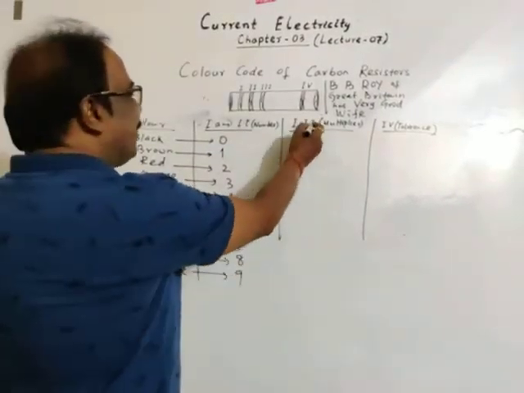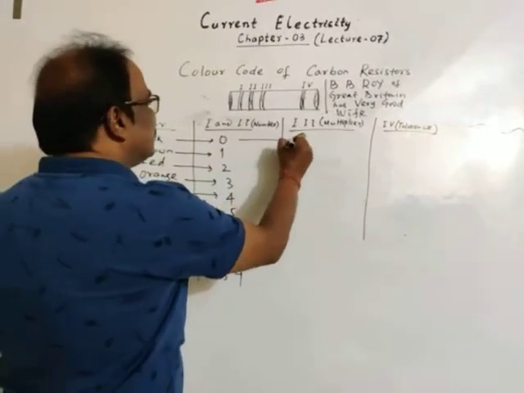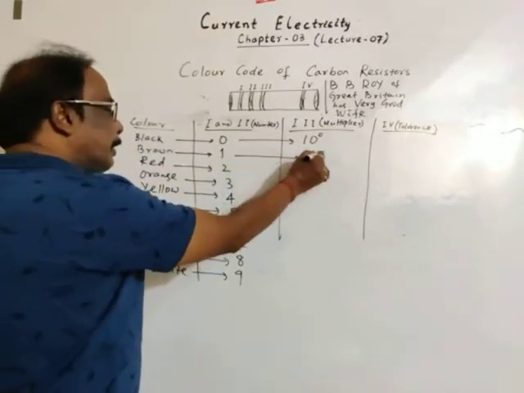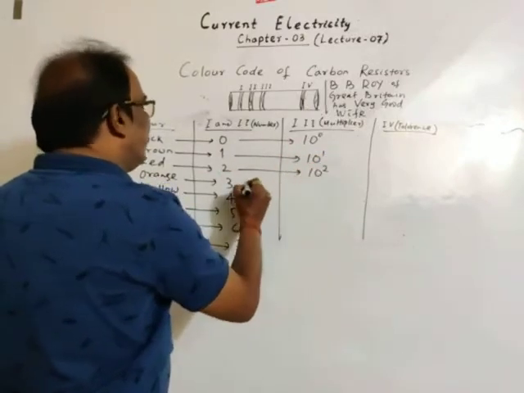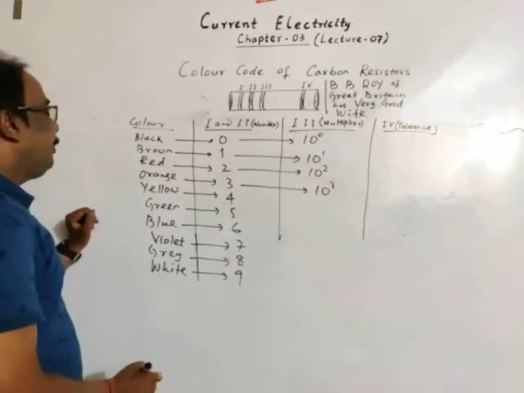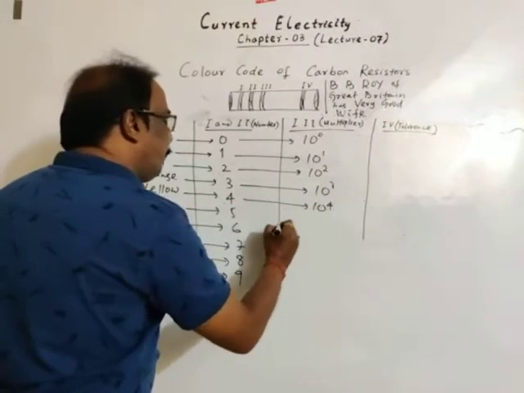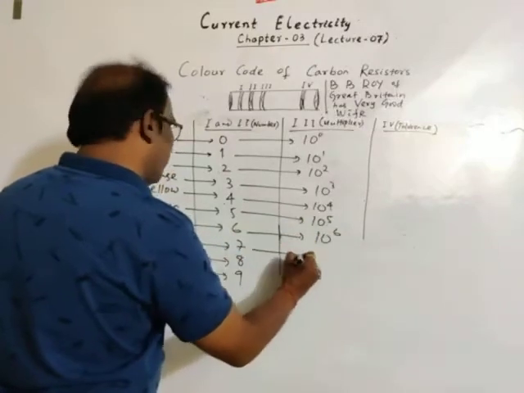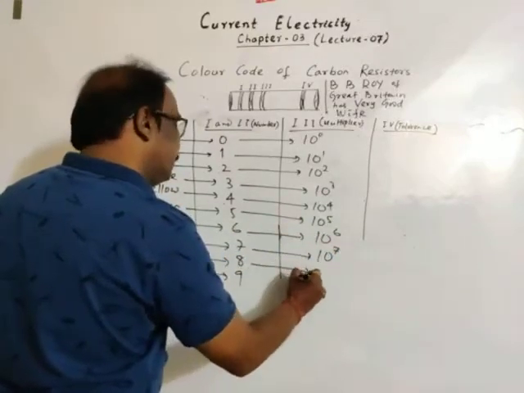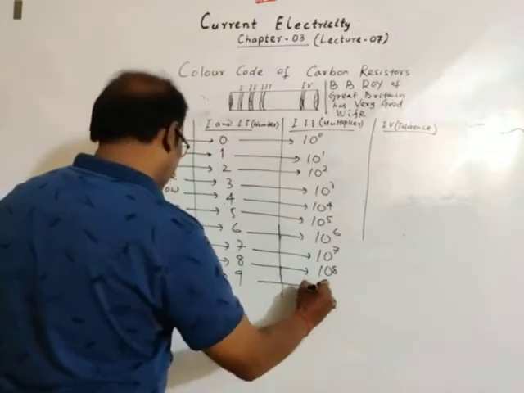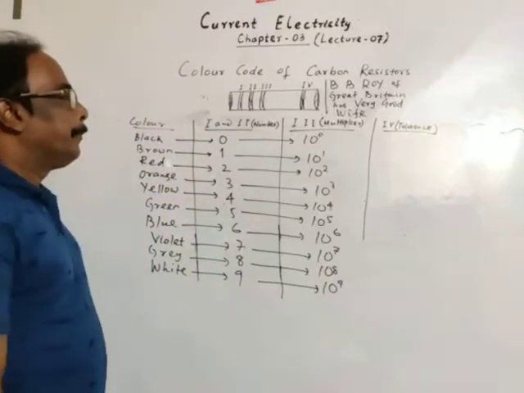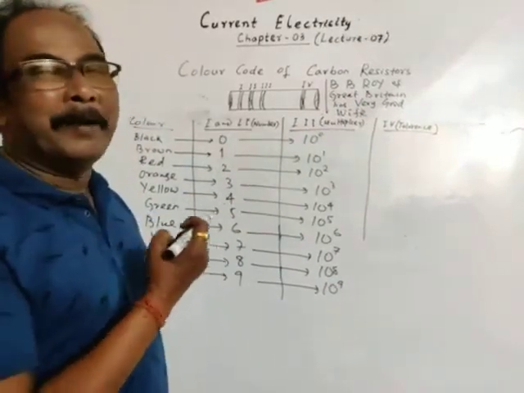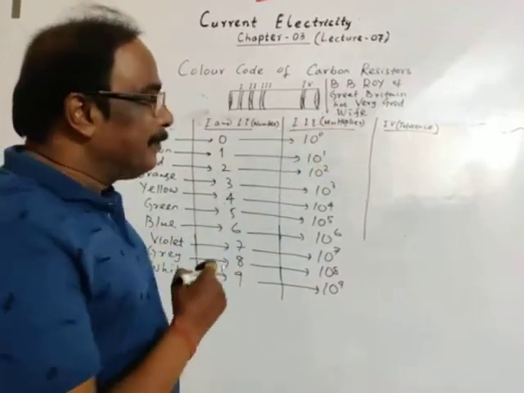Then the multiplier, the third band. For black, 10 to the power 0. For brown, 10 to the power 1. For red, 10 to the power 2. For orange, 10 to the power 3. For yellow, 10 to the power 4. For green, 10 to the power 5. For blue, 10 to the power 6. For violet, 10 to the power 7. For gray, 10 to the power 8. And finally, for white, 10 to the power 9. We have completed this sentence: B.B. Roy of Great Britain has very good wife. So then we have run through the colors.